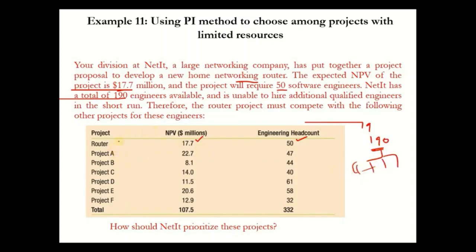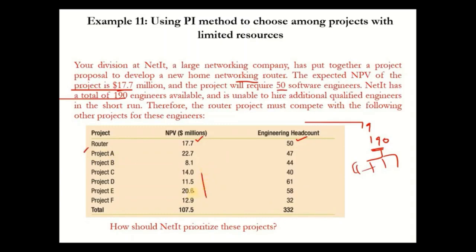For instance, this router requires 50 engineers and it will create an NPV of 17.7. Project A will get you an NPV of 22.7 but it will require 47 engineers. Once we have this, which project should we choose? Because there are many projects that we can see.